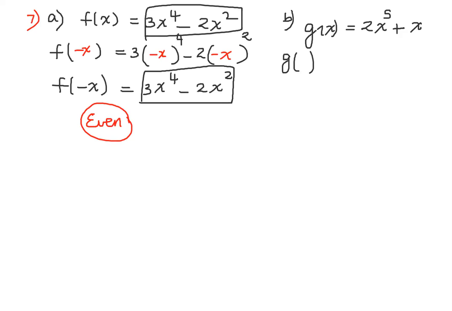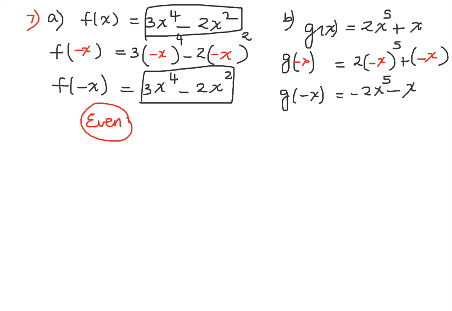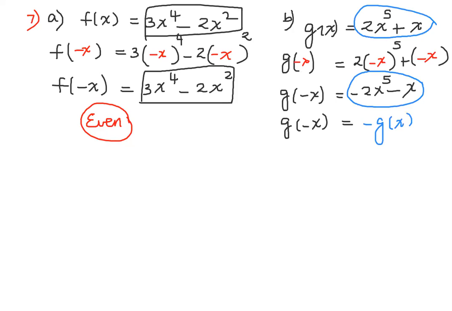So I'm going to replace x by negative x. So g of negative x equals negative, since the power is odd, it's going to be negative. If you compare this with the original one, the signs have been switched. That means it's the opposite of the original function. So when you get the opposite, it's going to be an odd function.